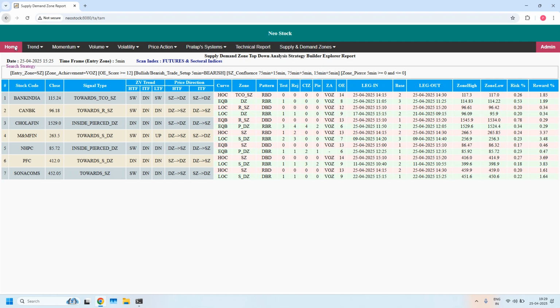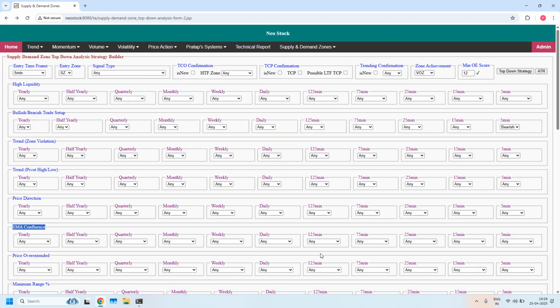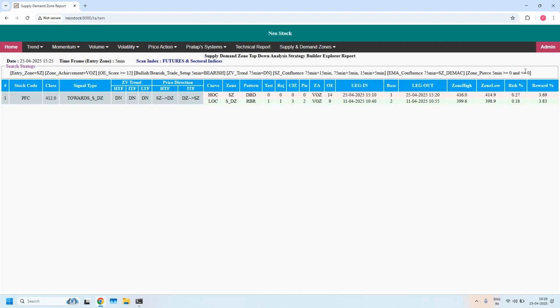That we will check. In the EMA confluence, at 75 minutes time frame, I am checking whether the 75 minute supply zone has daily EMA confluence or not. At the same time, the trend on the 75 minutes should not be sideways. It should be downtrend because it is a bearish trade setup. So with these filters, we got 1 stock. So that means these 5 minute supply zones might have a higher probability of success compared to the other stocks.